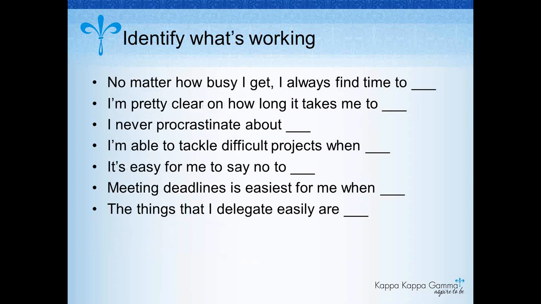So, for example, if I look at the bullet point that says, I'm able to tackle difficult projects when blank, I think about when I'm writing, and if I'm doing an article and I have all my sources, I have all the information I need, and it's all in front of me, and I have every resource, I don't have to waste any more time doing that, then I feel I can sit down and tackle it. So basically, if I have all the tools there, I can tackle a difficult project. So just think about what's working, and that's something that's already working for you time management-wise.